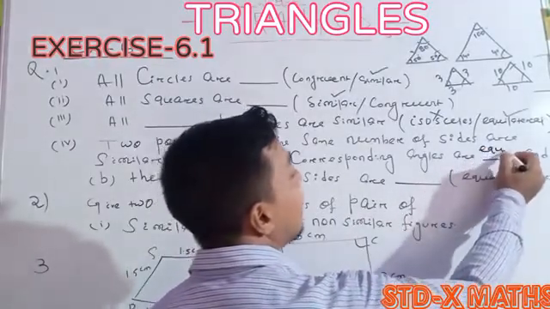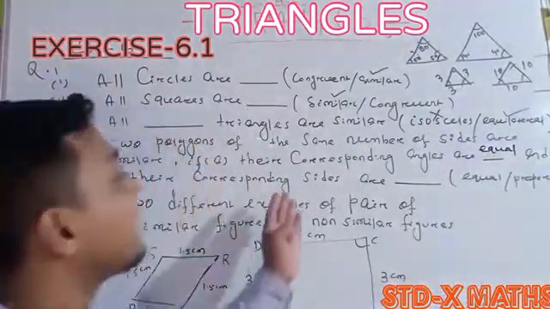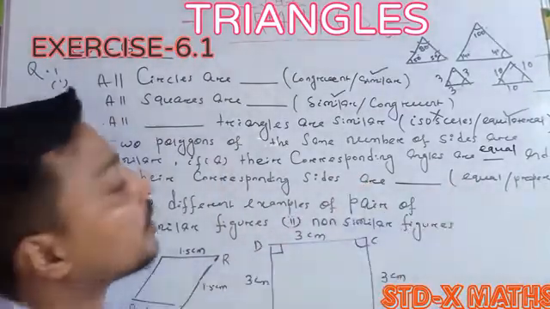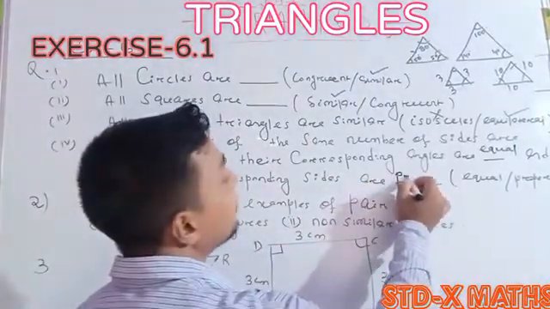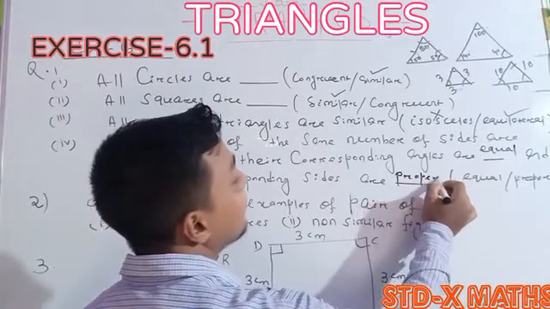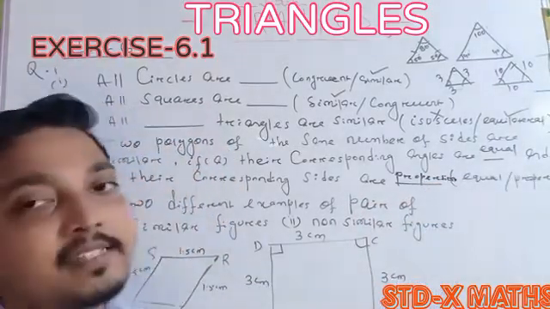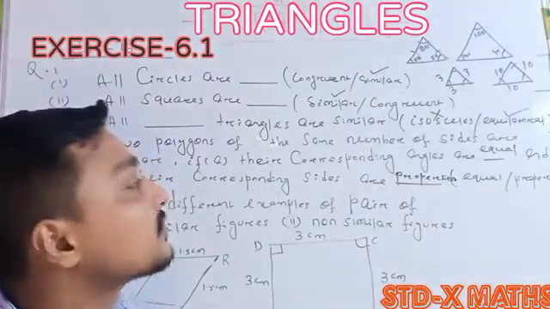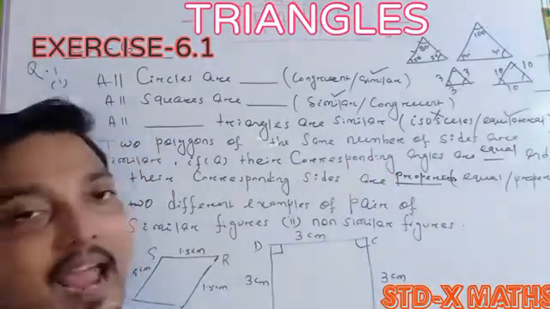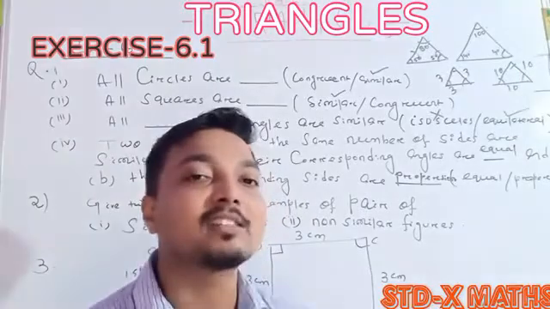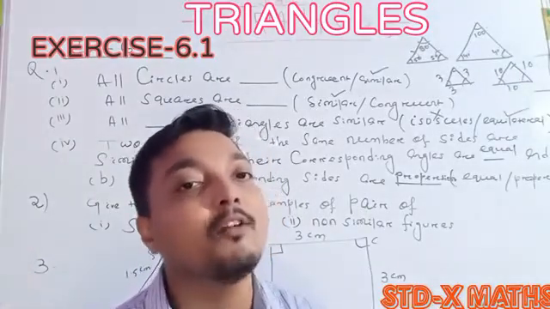Corresponding angles are equal and corresponding sides are in the same ratio, otherwise in proportion. Ready? This one is the direct definition. Two polygons are to be similar when their corresponding angles are equal and their corresponding sides are in the same ratio, otherwise in proportion.